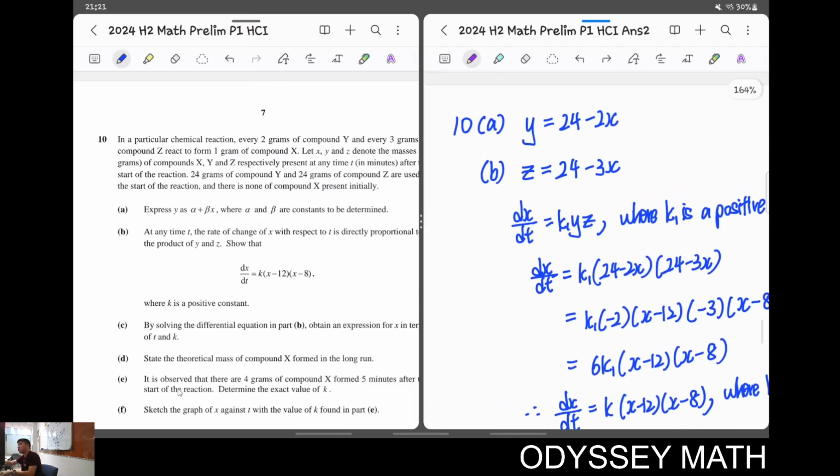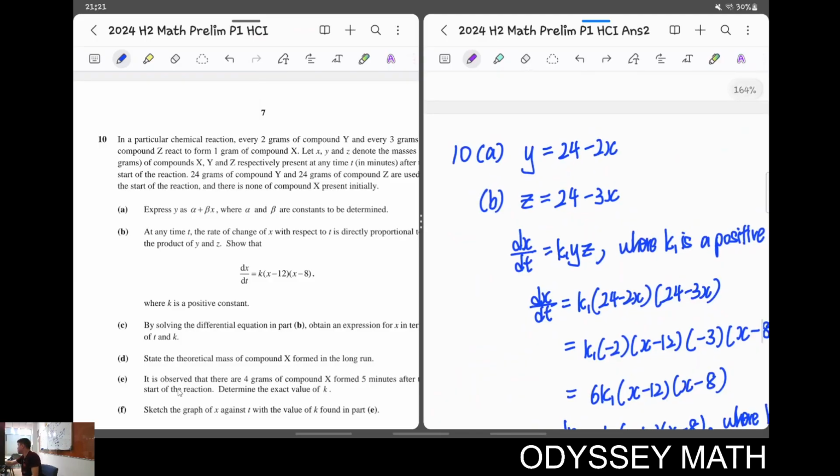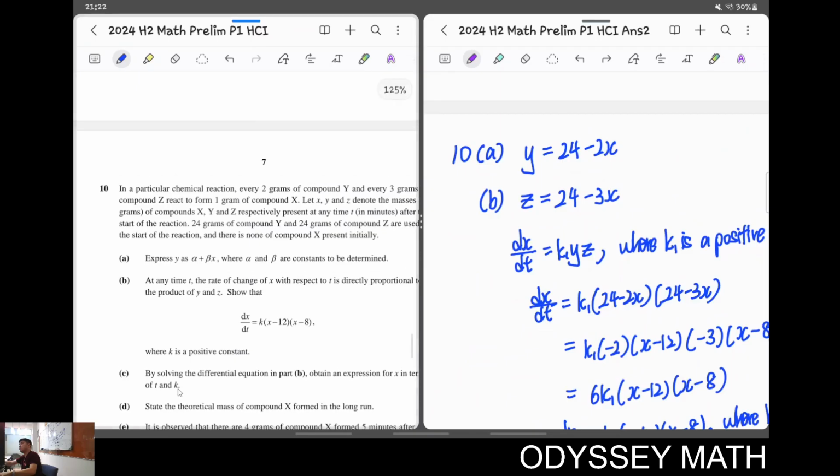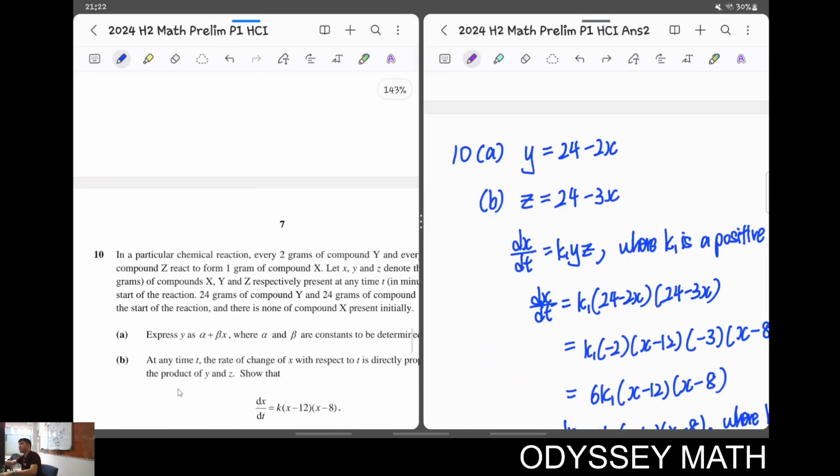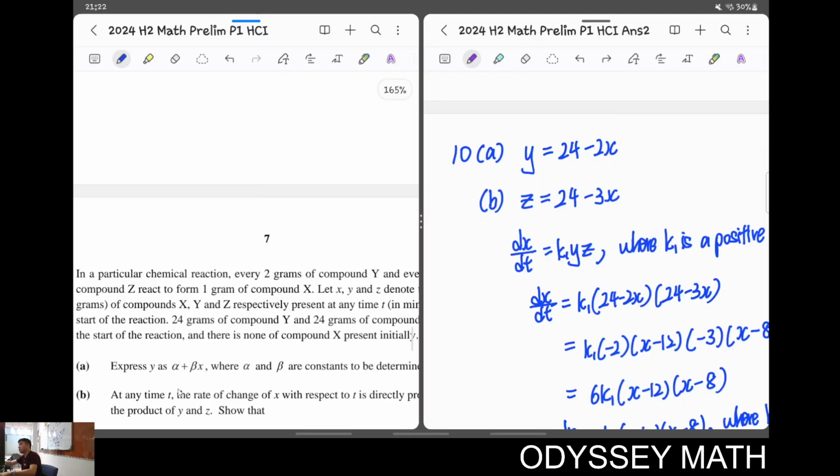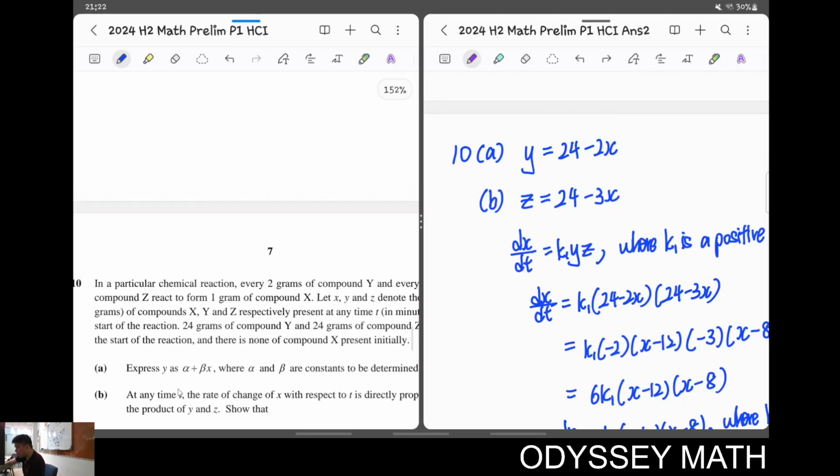So we have y equals 24 minus 2x. Make sense? Because to form 1 gram of compound X, you will need 2 grams of compound Y.